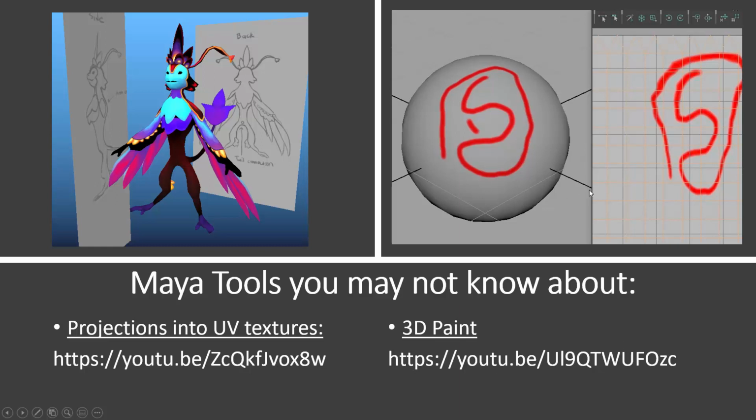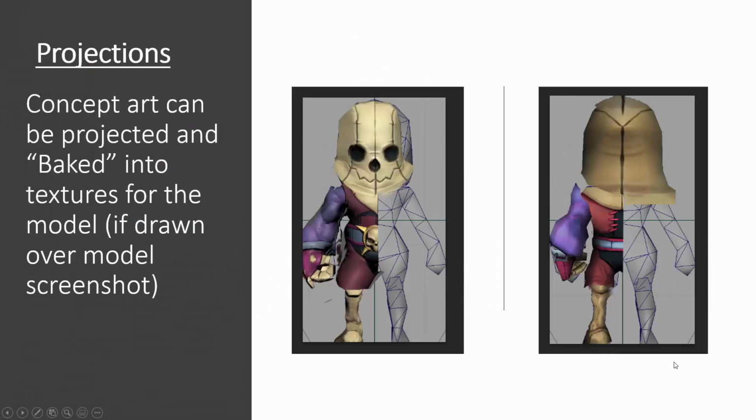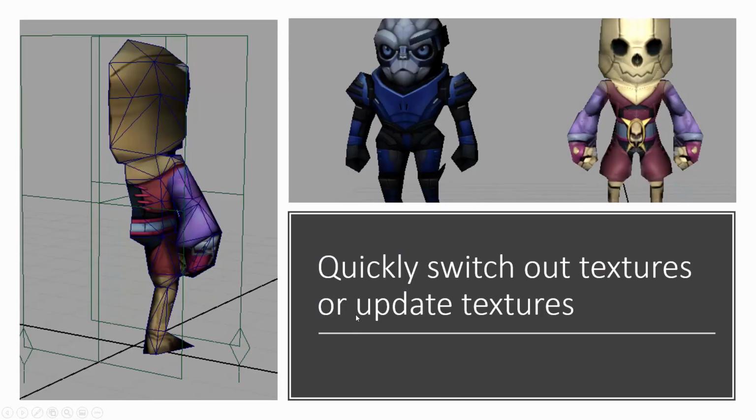Of course, there's caveats. Don't assume anything by just charging ahead and going, oh, I heard in a lecture that there's this magic pill, so I'll just circle back later and ask him about it. No, please take the half hour just to watch this and understand the limitations it has. Set it up and try it yourself. These projections, again, concept art can be projected and baked onto the textures for the model if they are drawn over the model screenshot. You can quickly switch out textures or update textures this way, but you do need to understand how it works in Maya. It is not a button, it's a setup.